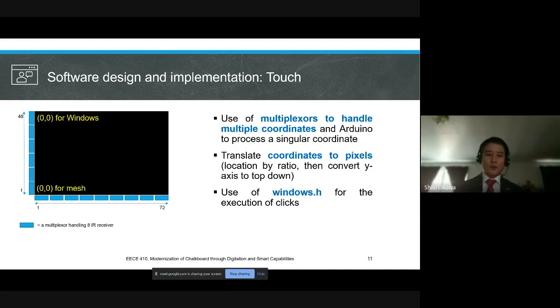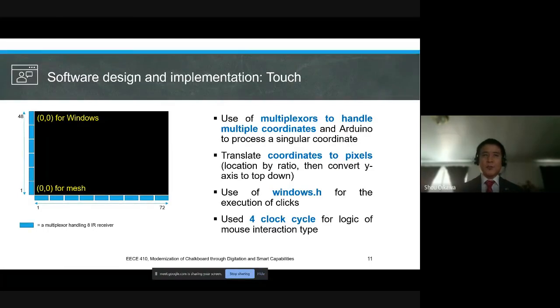The use of the typical Windows.h library allows us to execute the clicks very easily. And we had to come up with a system to differentiate: is it a left click, a right click, or a double click? So we implemented a 4-clock cycle to have that logic for the mouse interaction type.